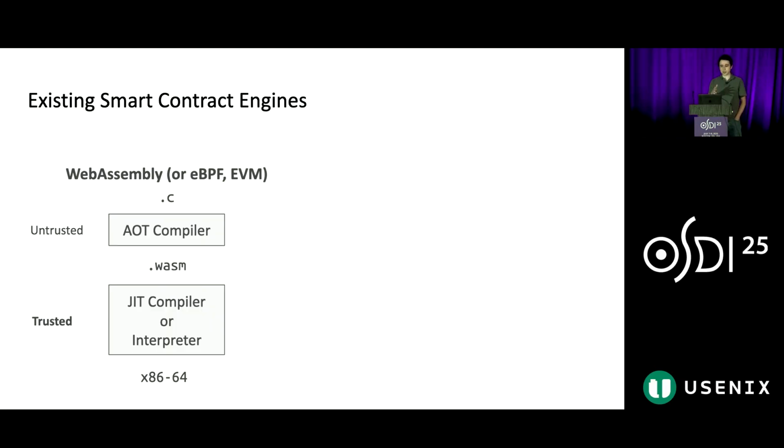Usually, you have some source code input. You compile it with some ahead-of-time compiler to an intermediate language. And then you use some sort of trusted compiler to turn that into machine code. So maybe a JIT compiler or an interpreter to run it. And this stage here is really where the overhead and complexity comes from, right? JIT compilers are highly complex, hard to get right in a security-sensitive situation, and have overheads compared to native code. And interpreters are much slower, and these are actually the standard in smart contract engines.